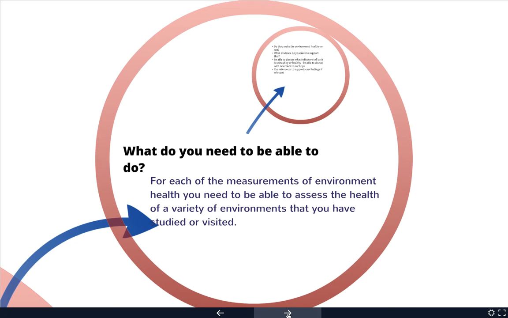What you need to be able to do in this outcome then is, for each of the measurements of health, you need to be able to assess that health across those areas for a variety of environments. So we've started to do that now, even way back in term one, on the first trip, we looked at some factors that would indicate how healthy those couple of environments we went to were, and start to build up a picture of the health of the different environments.